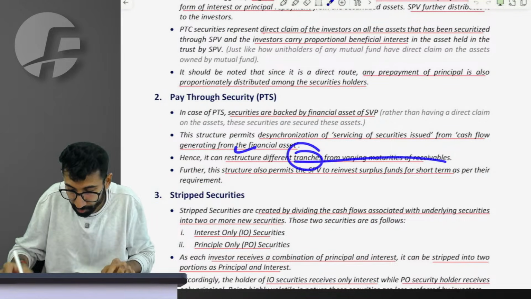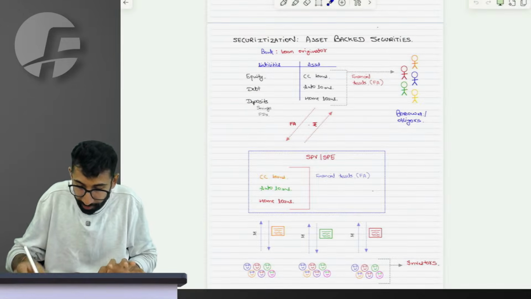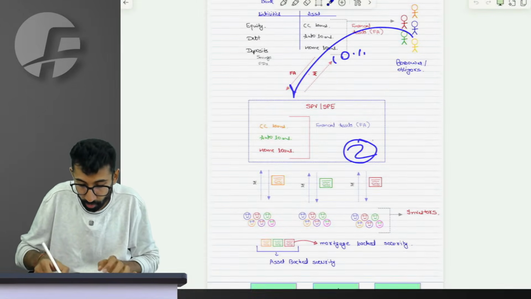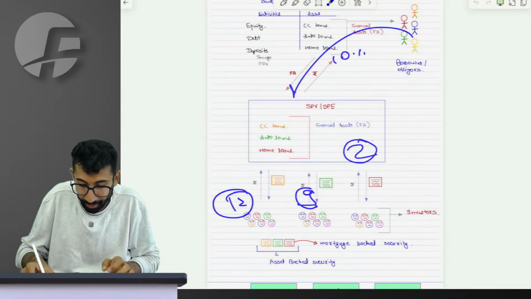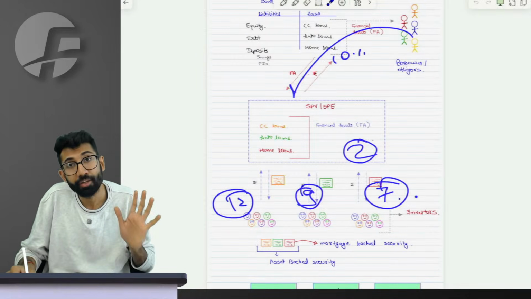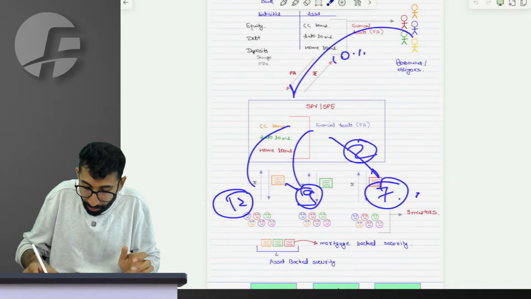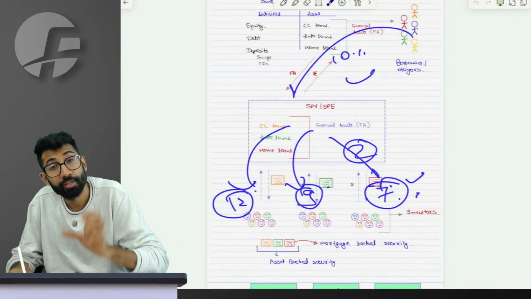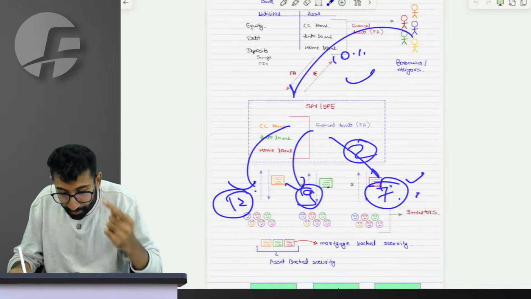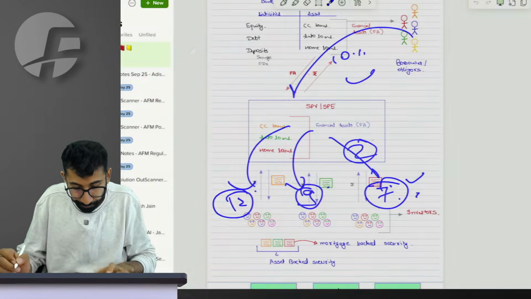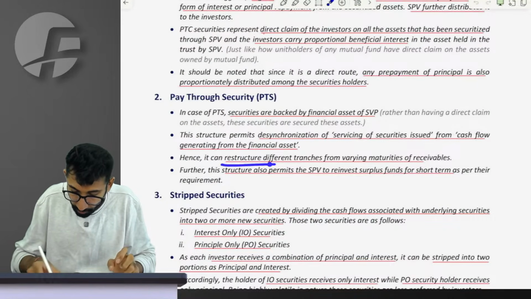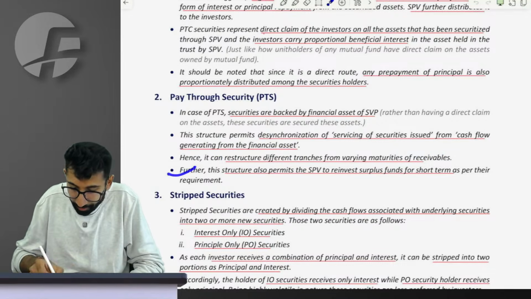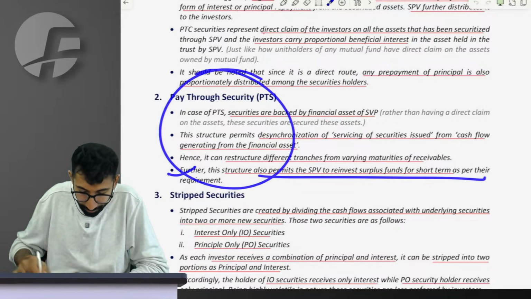Sir, different tranches. For example, I might receive 10%, but I have created two tranches here. To some people I will pay 12, to some people I will pay 9, to some people I will pay 7. Depending upon the risk involved, I will pay different amounts to different people. So I have desynchronized, I have structured them differently. Second, restructuring different tranches with varying maturity, that is also explained, and the reinvestment also explained, that is pay through security.